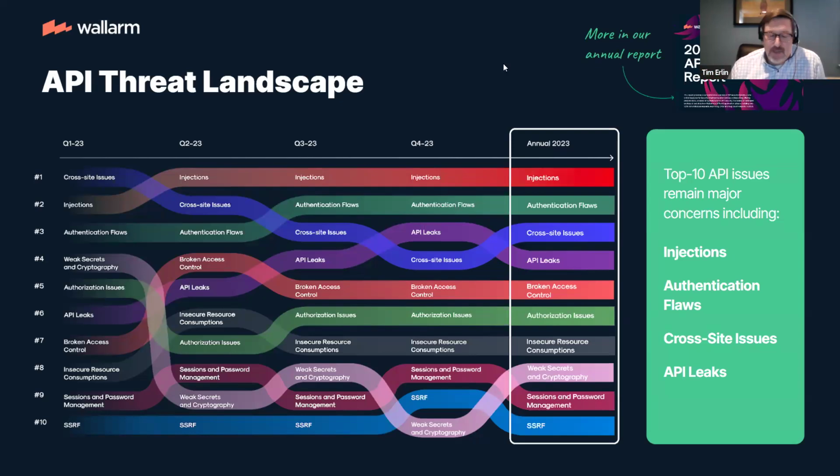The OWASP API top 10, if folks are familiar with that, has moved injections down into number 10 and buried it underneath a different category, something like inappropriate consumption of APIs. But API leaks is the most interesting on here, because you can see over time it's steadily increased throughout 2023 as an attack vector. And it's not just the data that the API itself leaks, but also the availability of sensitive information in third-party tools that are being used to manage APIs.